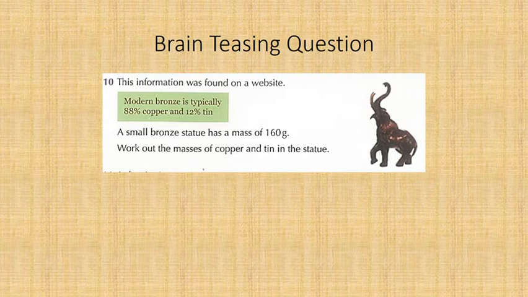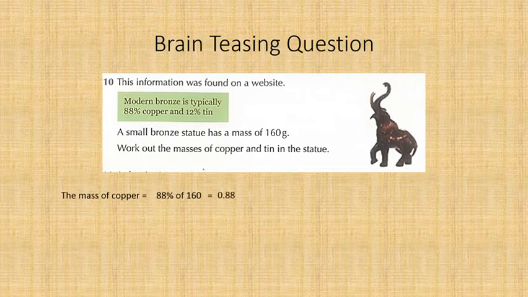Okay, so let's start here by finding out the mass of copper. So the mass of copper is 88% of the mass of the statue, all of it. So it's 88% times 160. I convert it into decimal or fraction as you wish. Both of them are correct. So I prefer here to change it into decimal, so 0.88 times 160.